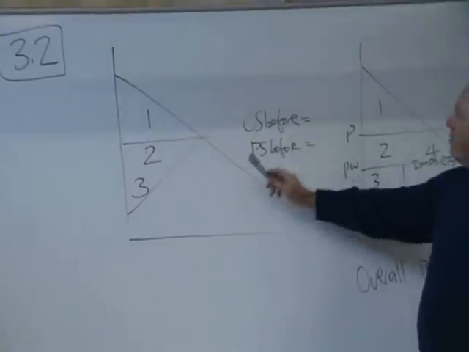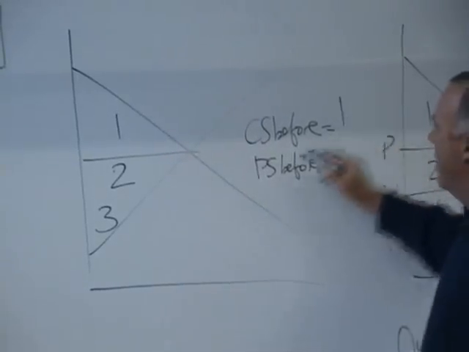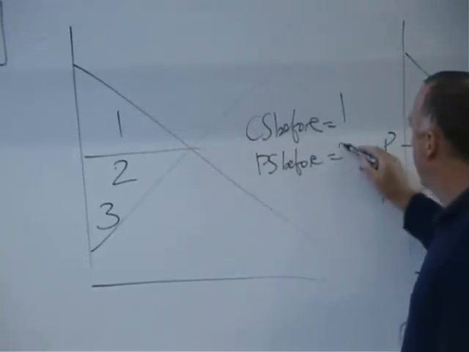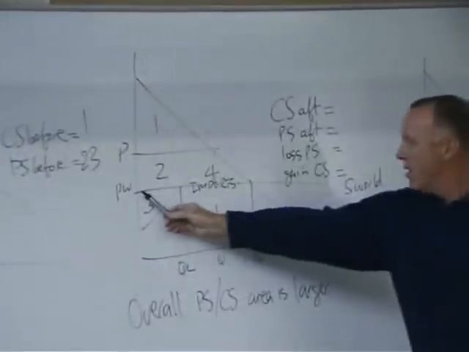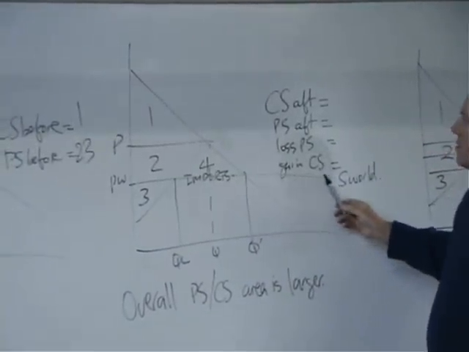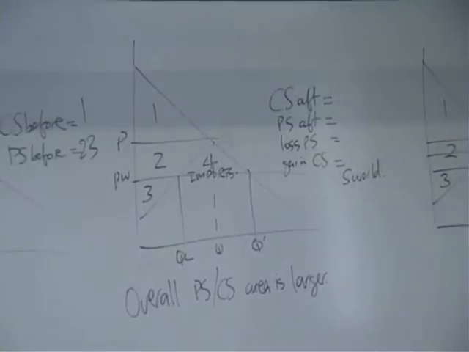Right, going back, this is our CS before, so that is area 1, and the PS is 2 and 3. Now with the trade diagram, we draw a line straight across here. It's horizontal and it represents that New Zealand's so small that the rest of the world can supply an unlimited quantity.